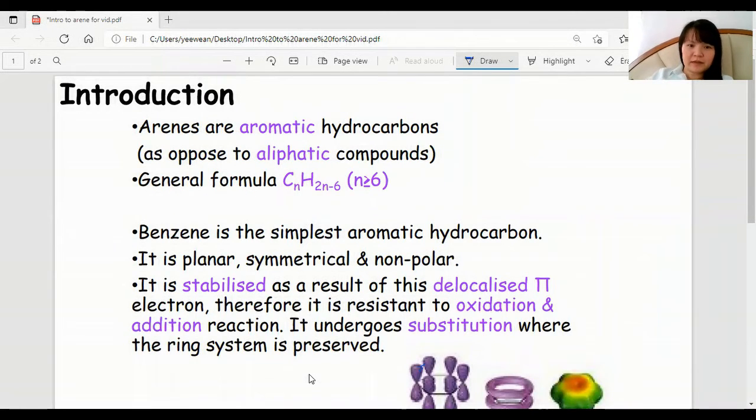We call compounds that contain this benzene ring aromatic compounds, as opposed to aliphatic. Aliphatic compounds are like the ones you've always learned, the straight chains or maybe some branches. But if they contain this benzene ring, then we call them aromatic compounds.